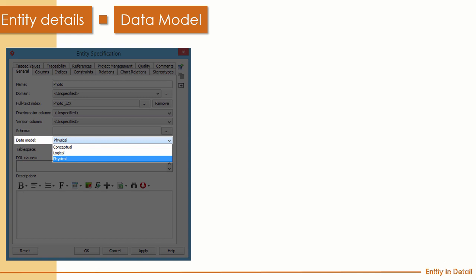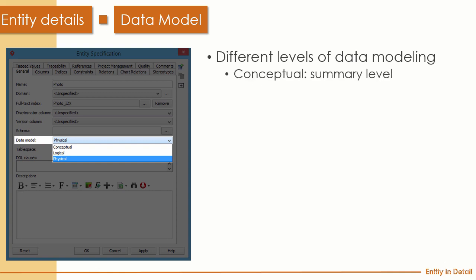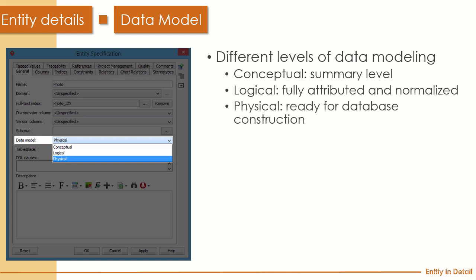The data model. We talked about the conceptual model, logical model, and physical model. In one diagram, you can specify it as logical or conceptual. If you want, you can specify different entities in the same diagram with different models. You can specify it as conceptual, which is a summary level. Logical is fully attributed and normalized. And physical is ready to generate the database.